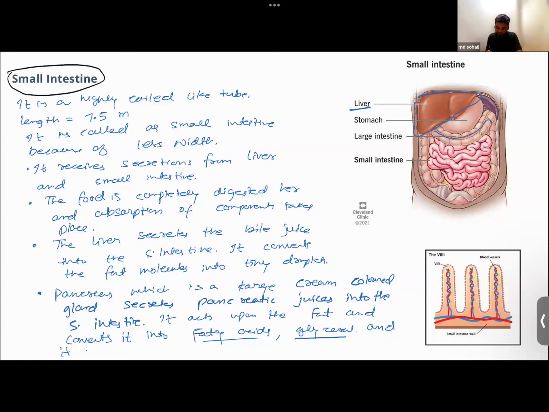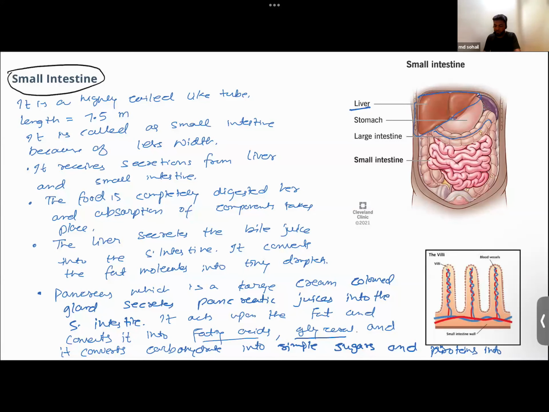And it converts carbohydrates. Sundus, what did I say about carbohydrate? Into simple sugars. Yeah. And proteins into what?